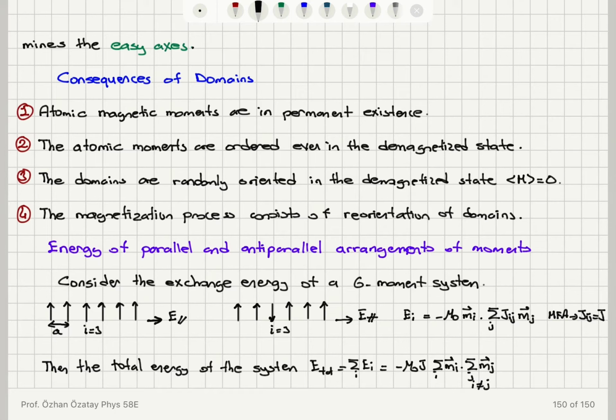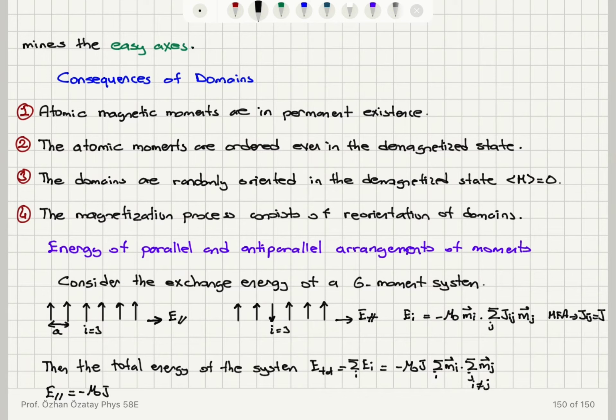Okay, so let me calculate the total energy of the parallel configuration. I look at the first moment and I see that it's going to be minus mu 0 J. So if the magnetic moment is m per atom, minus mu 0 J m squared, minus mu 0 J m squared with the second one, the third one, fourth one, and fifth one. So I'm going to do this 6 times.